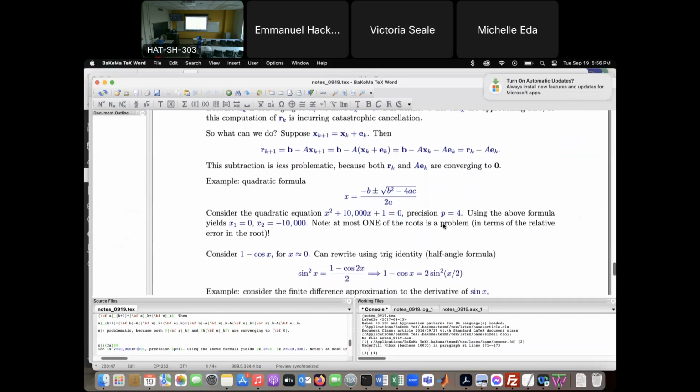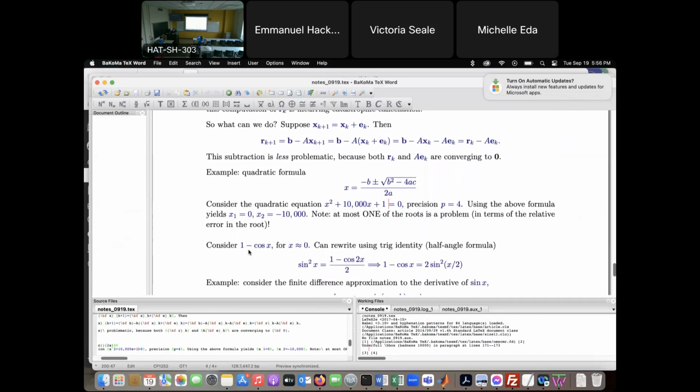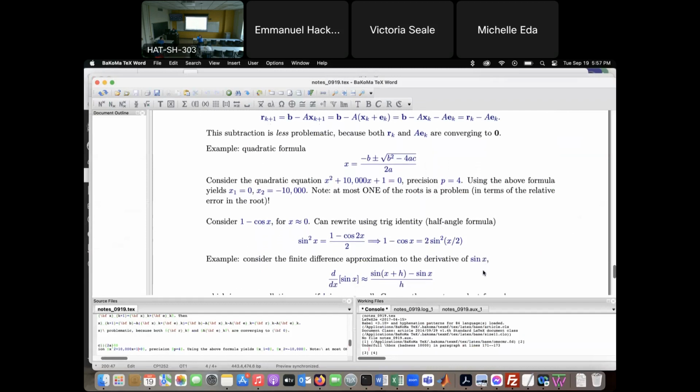Okay, here's another example: 1 minus cosine x when x is very small. Cosine of 0, as you should know, is what? 1, yeah. So we have cancellation in this case. So, dust off your knowledge of trig identities. 1 minus cosine x is equivalent to 2 times sine squared of x over 2. So here you avoid that cancellation by writing the formula this way.